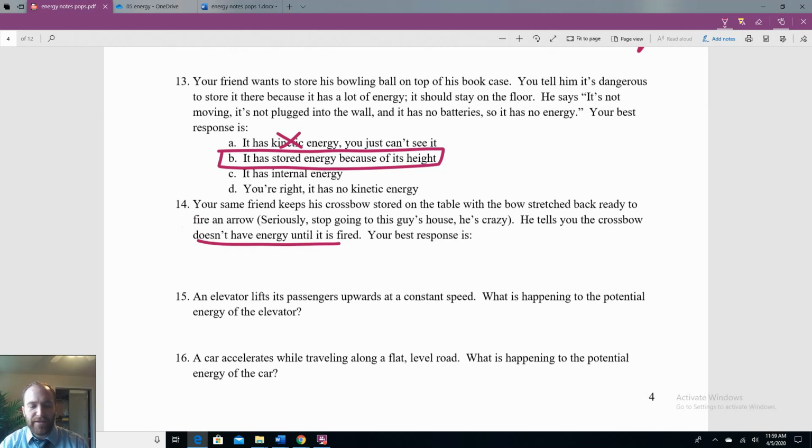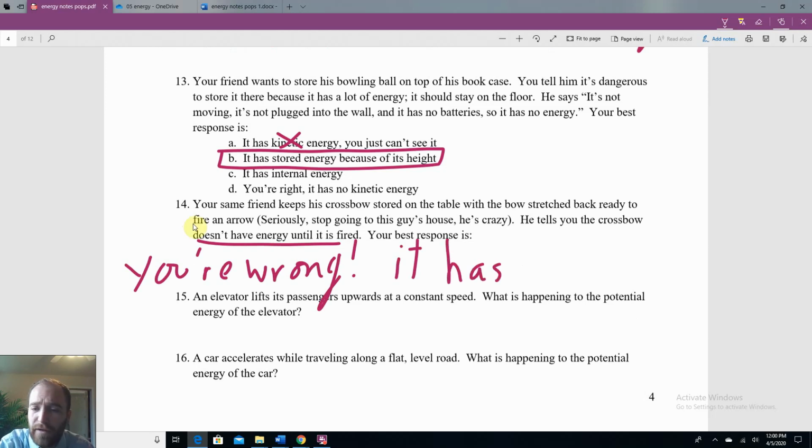Your best response is? I would say that he's wrong. I would respond with, you're wrong. And the reason he's wrong is that the object does have energy. It has potential energy. It has stored energy. When you stretch back the bow or the elastic on the crossbow, you're storing energy in it, just waiting to be released if the arrow got fired. So it does have energy. It's just that stored potential energy.